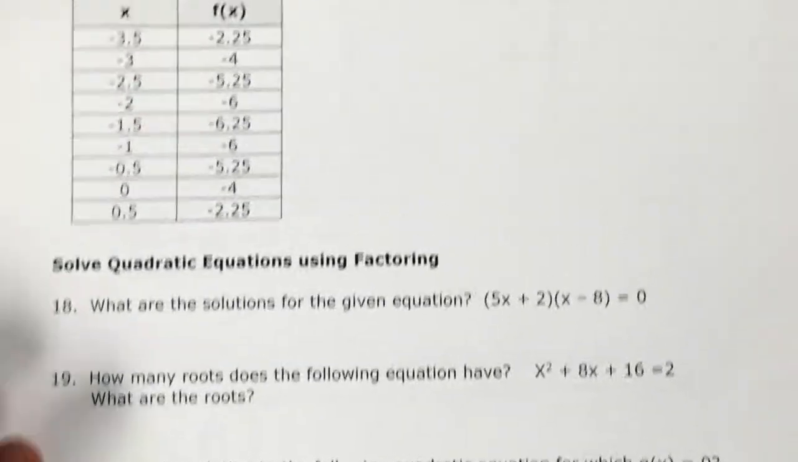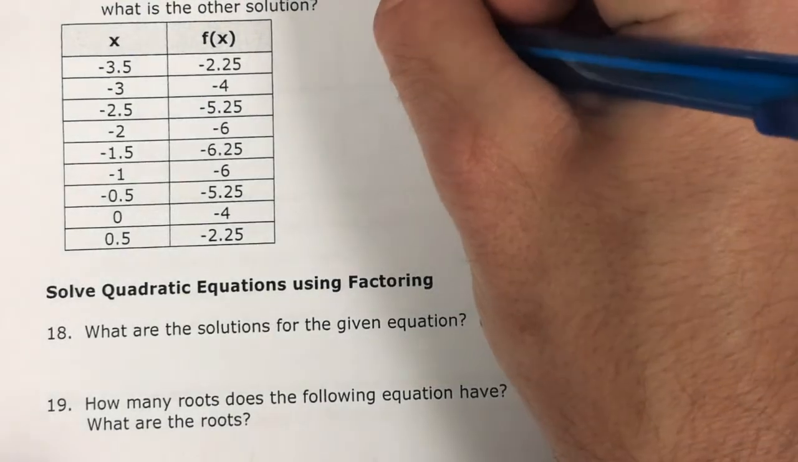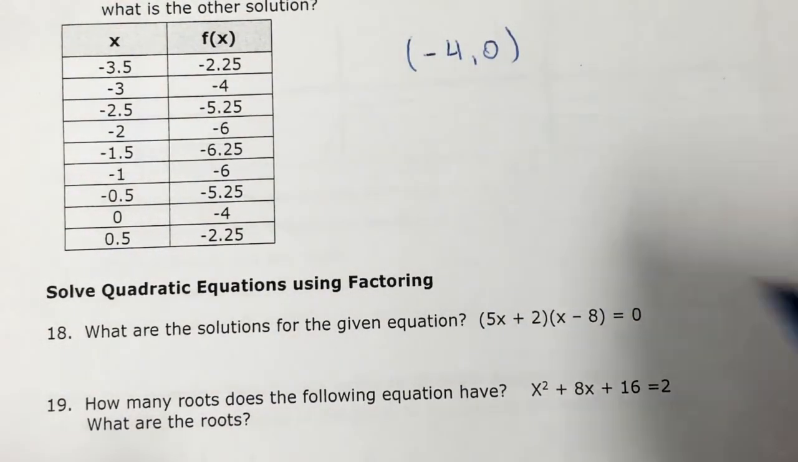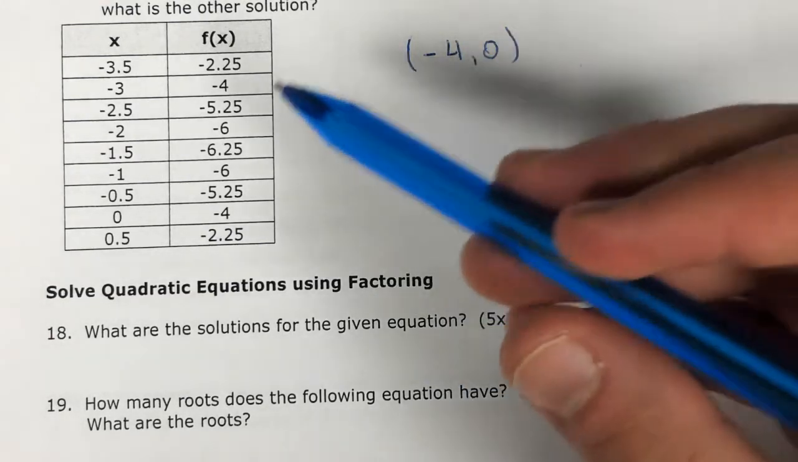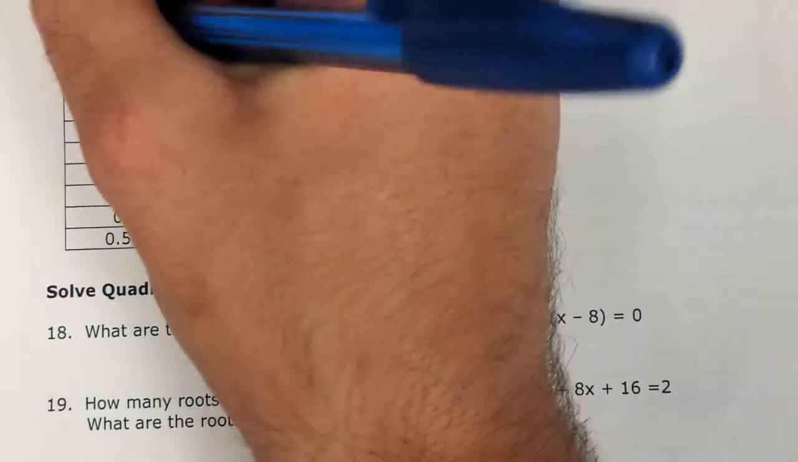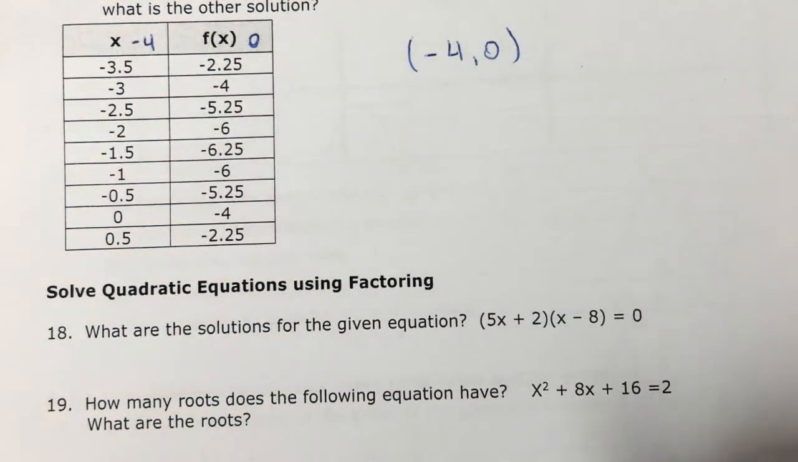Number 17. Table shows values for a quadratic function. If negative 4 is one of the solutions to f of x equals 0, I want the other solution. Well, it's telling me I have the point negative 4, 0. Let's go ahead and put this point on the table, even though there's no room. Negative 4 would be up here. It would be the next x value right here. That means 0 would be that value.